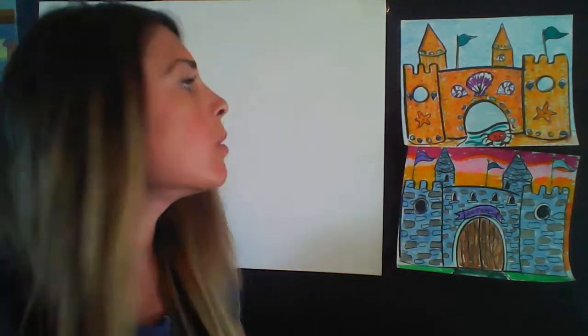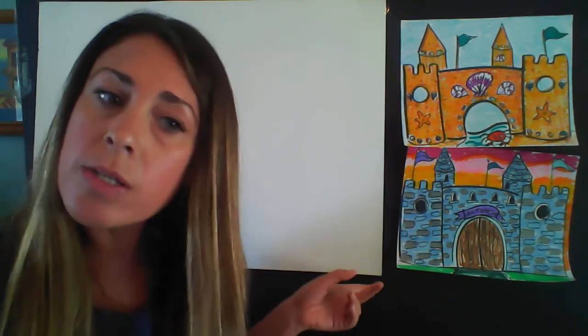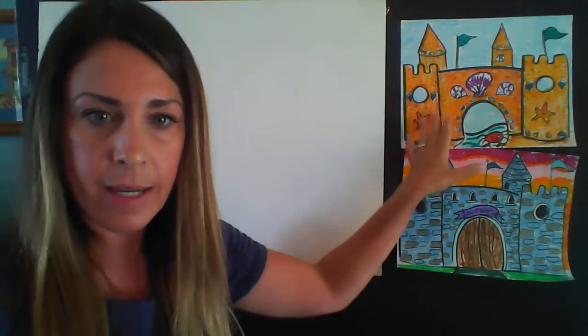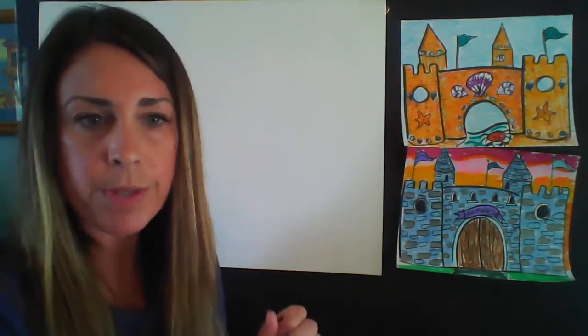In library, Mrs. DeLeo read you a story about a girl who built a sandcastle, and then you took a look at some real castles. So today I'm going to show you how to draw both of them. You could do each castle, or you could just do one. We're going to start with the sandcastle and just make some basic shapes.